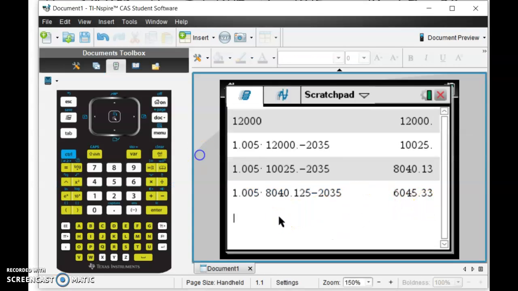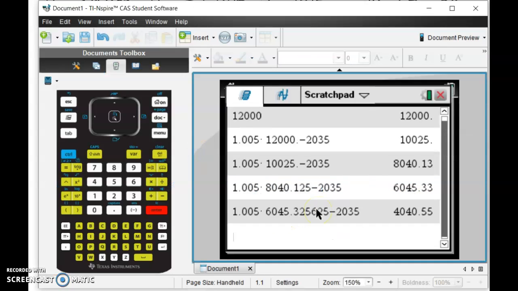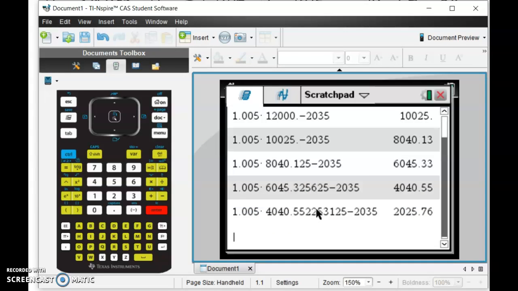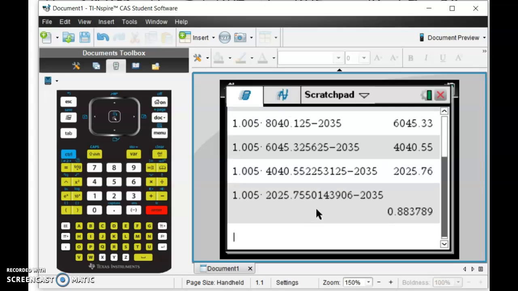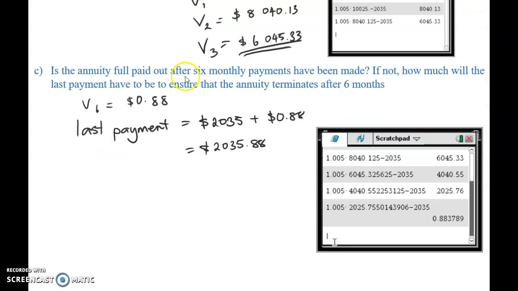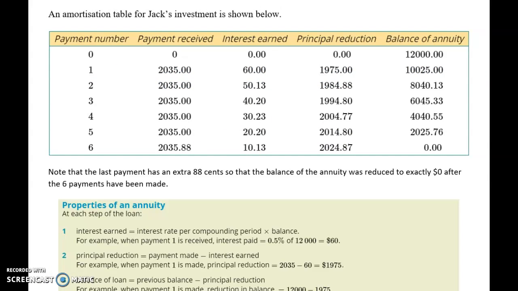All right, so we go back to our CAS and we just keep entering it. So that's the 4th month, the 5th month, the 6th month, and we can see that there's 88 cents. So we're just going to add 88 cents to the last payment. Okay, so V6 is 88 cents. Therefore, my last payment is the normal payment of $2,035 plus 88 cents, which is $2,035.88. Done.